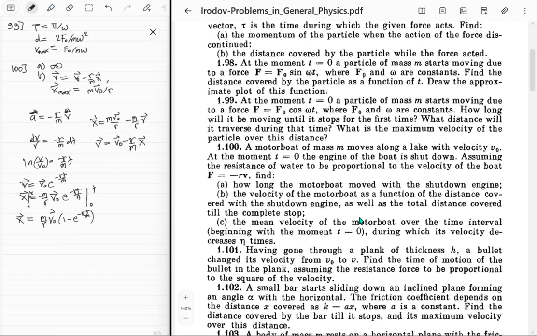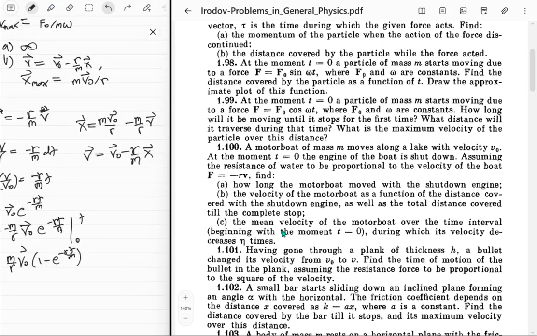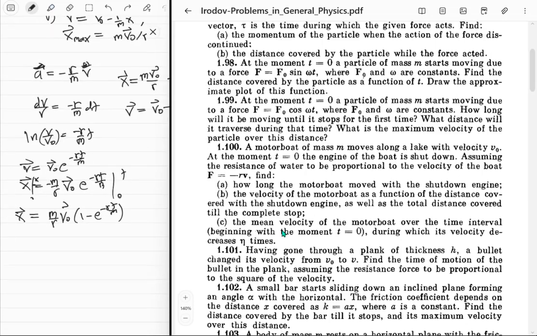The mean velocity of the motorboat over the time interval beginning with the moment t equal to 0, during which its velocity decreases these many times. Oh, so from v naught to v naught upon eta, right? Till that, what is the mean velocity? You can just use this relation and get it. You can find what x is, but what t is, you also need that. At least we know what this is. It's just natural log of eta.